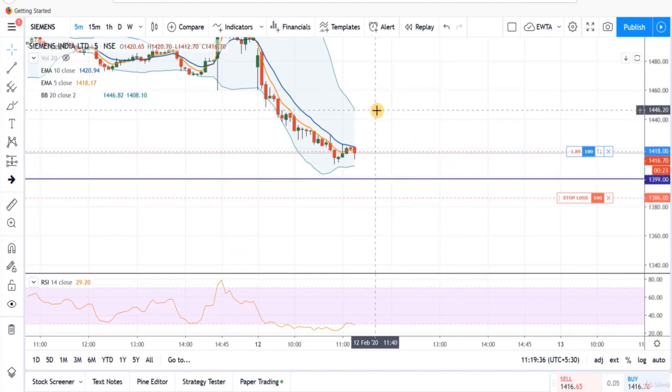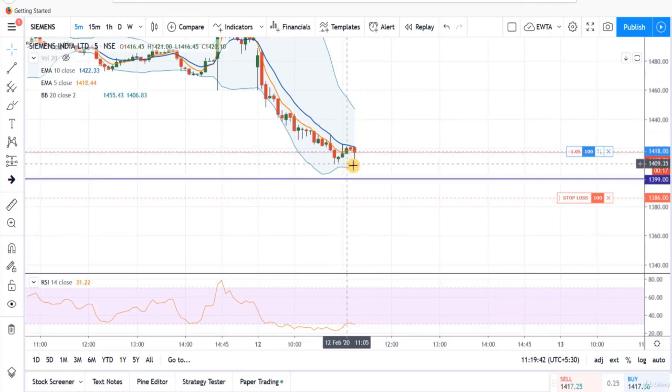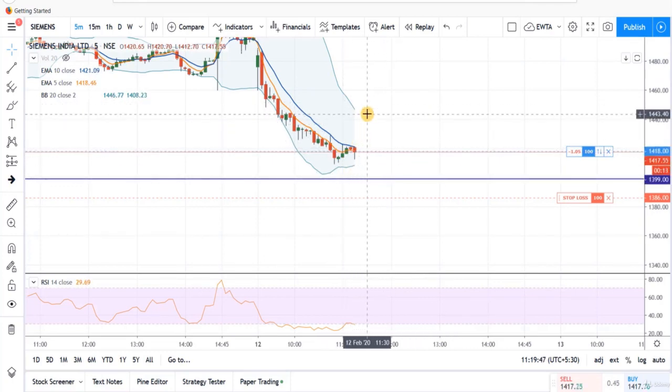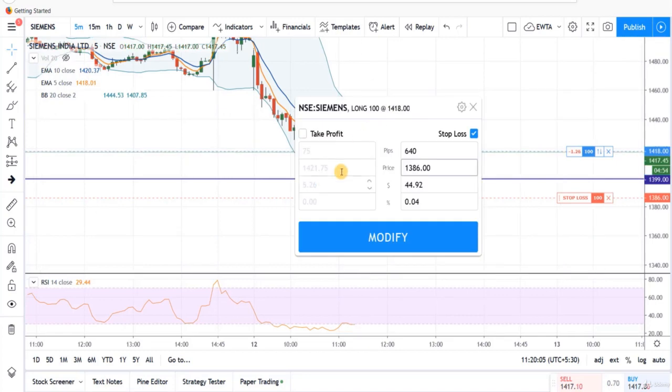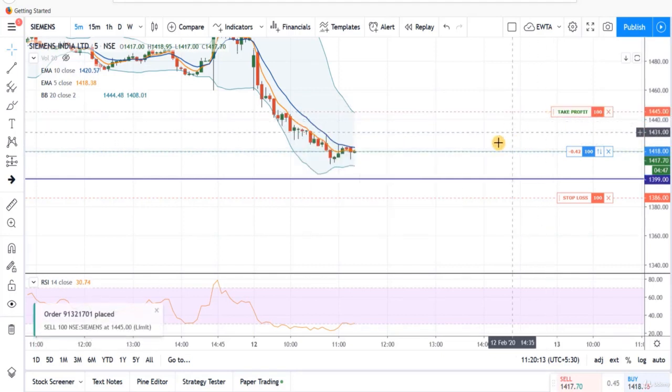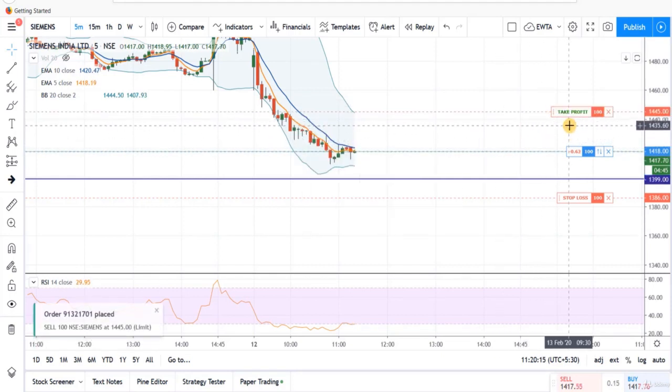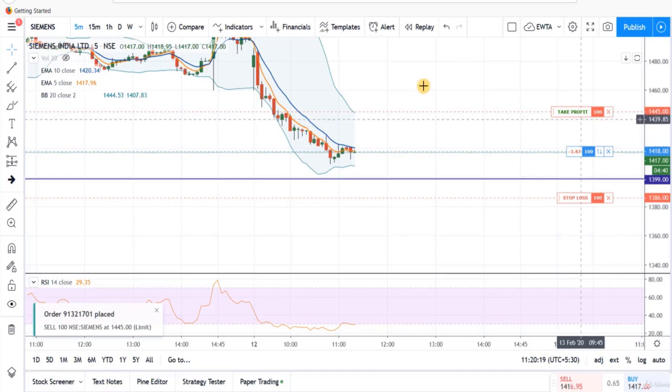Suppose our target level is the upper band of this Bollinger Band. We are expecting that prices will consolidate here near this level within the range of Bollinger Band. So our target level is 1445 rupees. And this is the level on price chart. So we will calculate our options value with respect to this level.